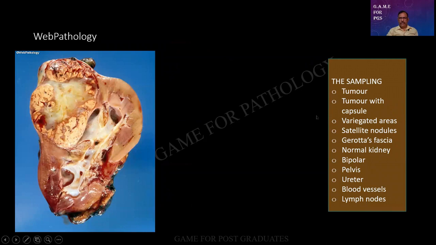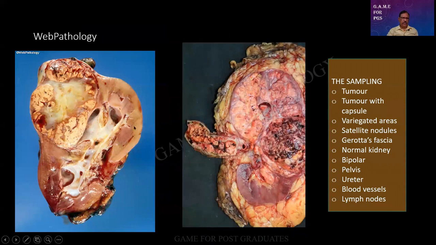So this is from web pathology. I had mentioned over here, what are all the areas? The fascia, etc., the normal kidney. Along with that, the ureter, the pelvis, lymph nodes, blood vessels. Look at the massive difference between this. And more important is I find that there is an invasion of the vein of the ureter, and these also will have to be sampled. Sometimes in the case of a renal cell carcinoma, there can be a solid snake-like growth going into the renal vein, into the inferior vena cava, ascending up to the right side of the heart.